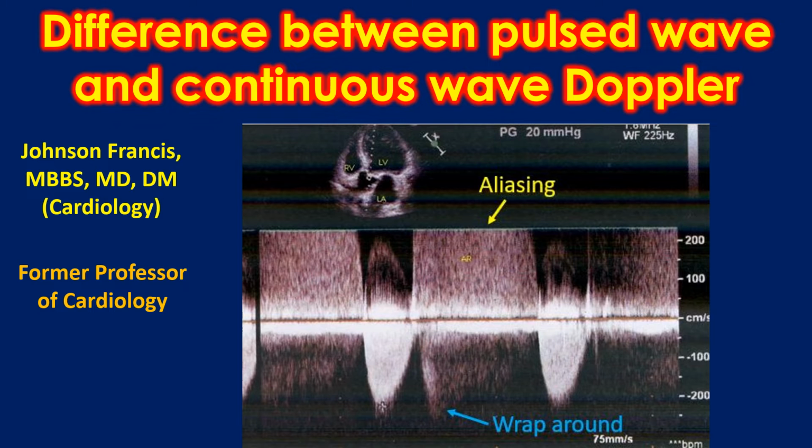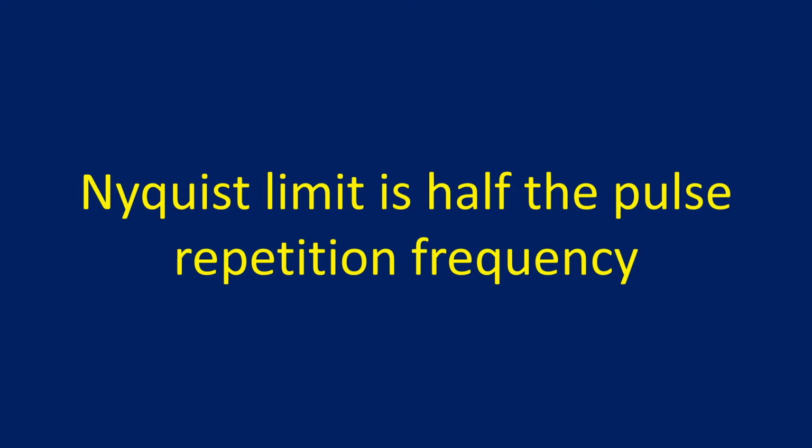As the transmission and reception are continuous, it is not possible to find out the depth from which the return signals are received. At the same time, continuous wave Doppler can analyze higher velocities while pulsed wave Doppler can analyze only lower velocities. In case of pulsed Doppler, the maximum velocity which can be analyzed is limited by the Nyquist limit. Nyquist limit is half the pulse repetition frequency.